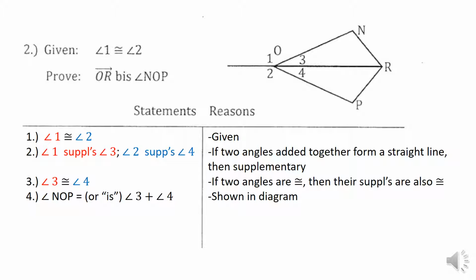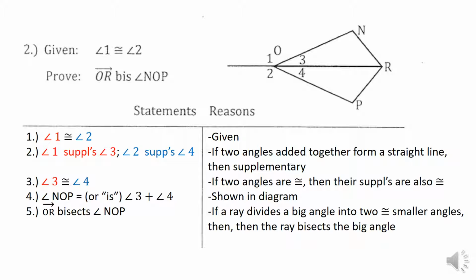Now, angle NOP is angle 3 and angle 4, and we can see that in the diagram, so that's our reason. That's just shown in the diagram. And so we can already go to our final step. Ray OR bisects angle NOP, and that's because when a ray bisects a large angle, it's cutting that large angle into two smaller congruent angles, and those two smaller congruent angles are 3 and 4, and we showed in step 3 that 3 and 4 are in fact congruent to each other, so that's our reason. And so that's the end of that proof. It is a really simple one.